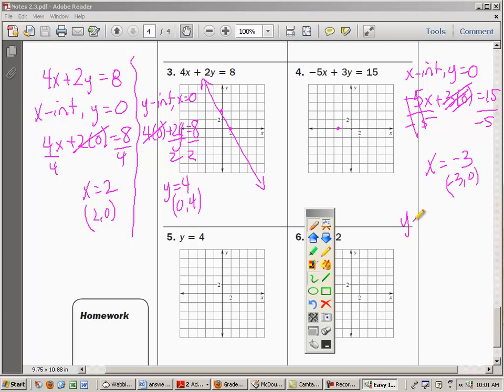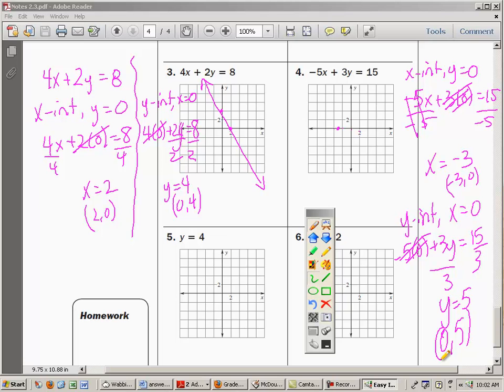To find the y-intercept, I know that's when x is equal to 0. So I'm going to rewrite the equation: -5 times 0 plus 3y is equal to 15. This is gone. Divide both sides by 3, and y equals 5. And so that's the point 0, 5. And so we're going to go ahead and plot that as well. There's 2, 4, 6, and so there would be 5 right there. And we're going to go ahead and connect those two with a line.